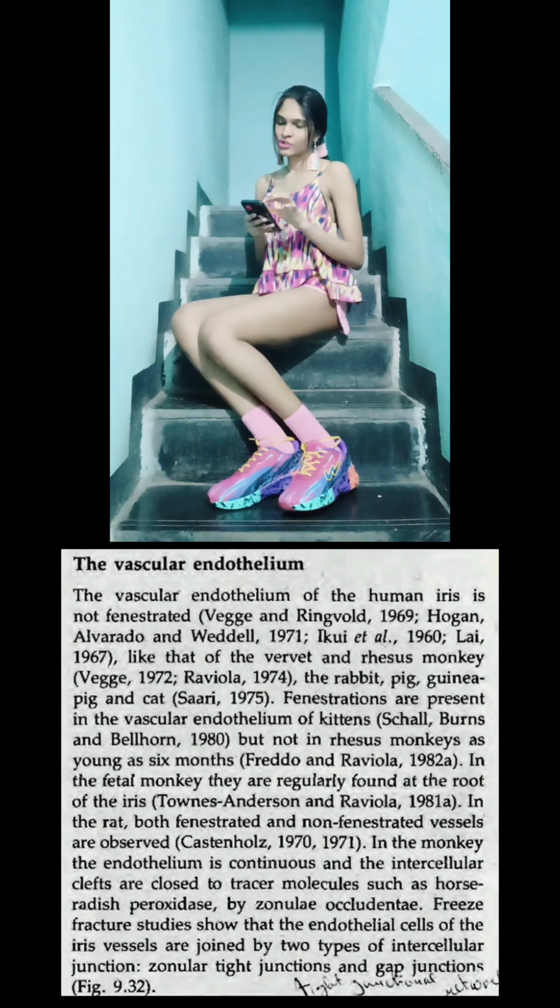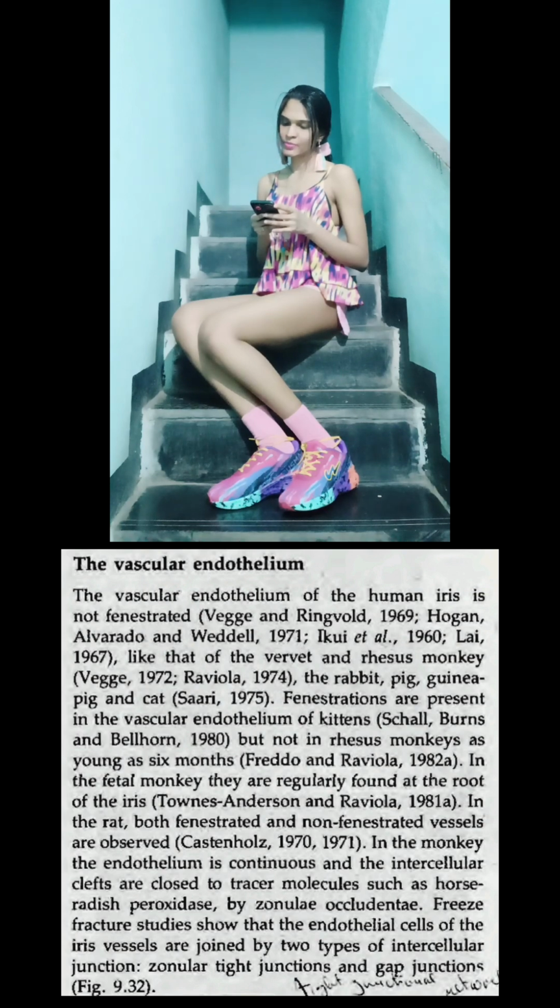The vascular endothelium. The vascular endothelium of the human iris is not fenestrated like that of the vervet and rhesus monkey, the rabbit, pig, guinea pig, and cat. Fenestrations are present in the vascular endothelium of kittens, but not in rhesus monkeys as young as 6 months. In the fetal monkey, they are regularly found at the root of the iris.